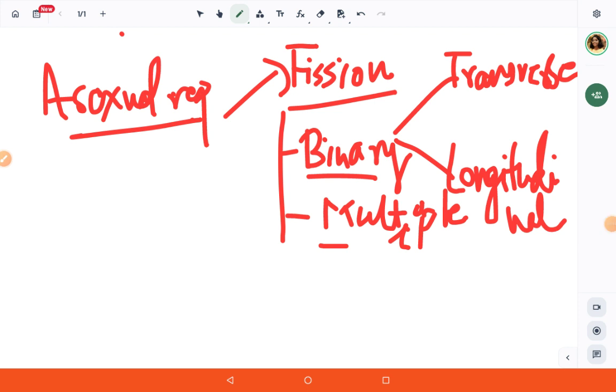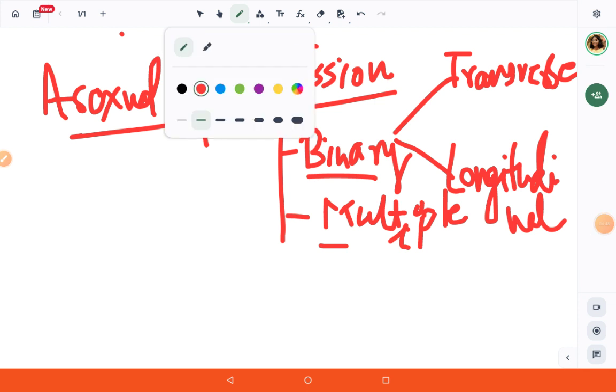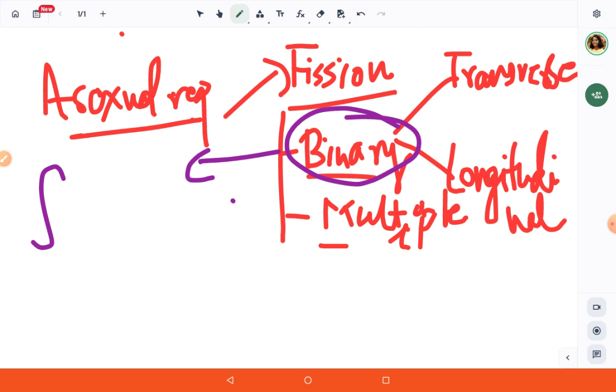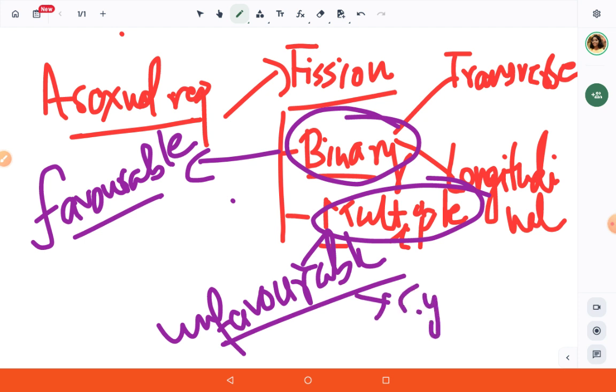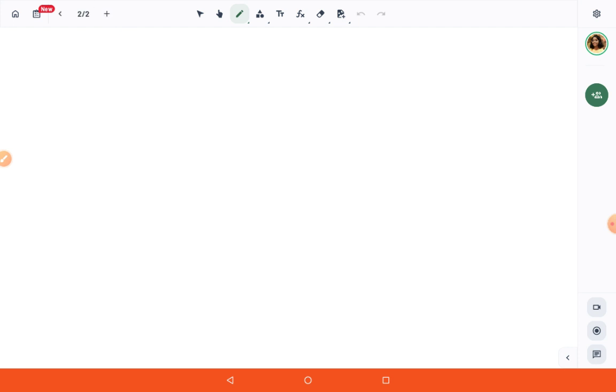Now remember, binary fission always takes place under favorable conditions, when plenty of food is available for the bacteria or whatever organisms are dividing by binary fission. While multiple fission takes place under unfavorable conditions. Here, the formation of cyst will take place. I'll tell you what a cyst is. This is clear, no? Now I'll tell you about binary fission in short, because we have already dealt with what binary and multiple fission are. In a very short manner, I'm going to tell you the important things first.